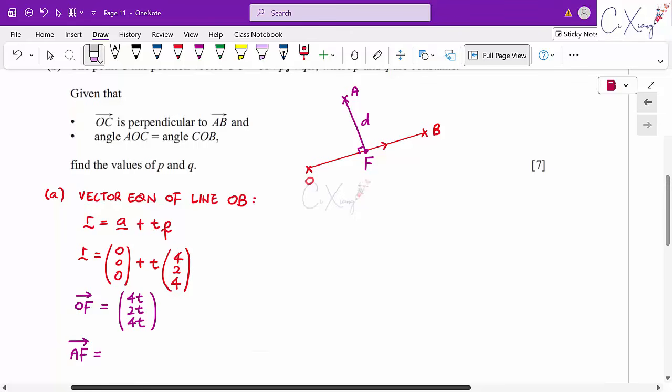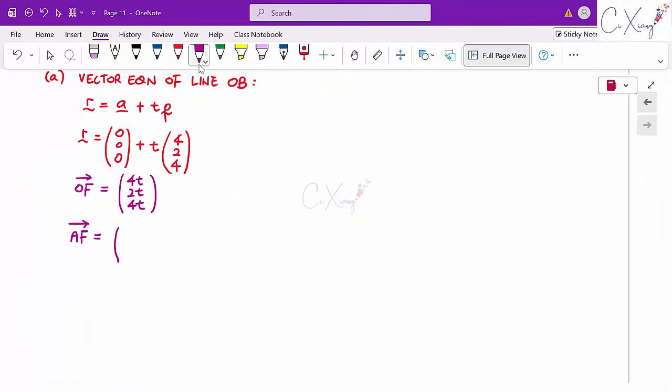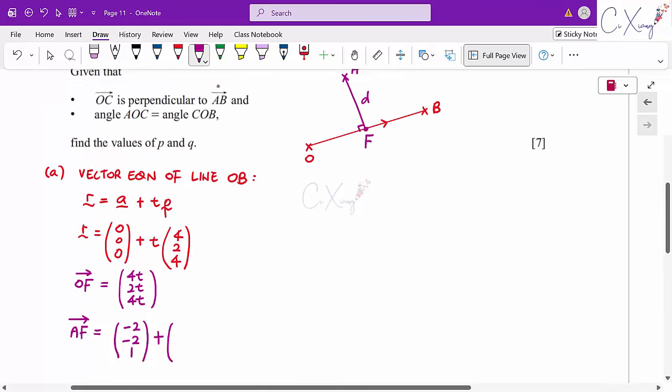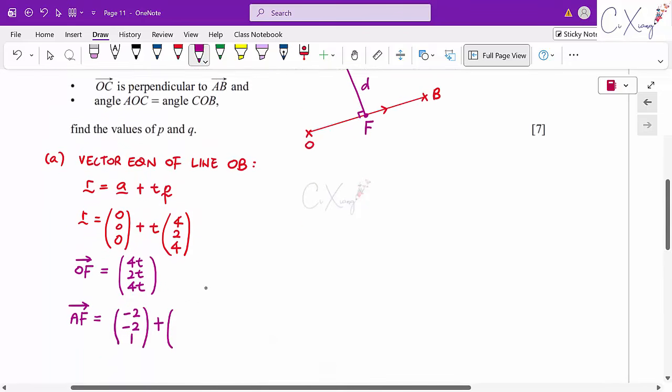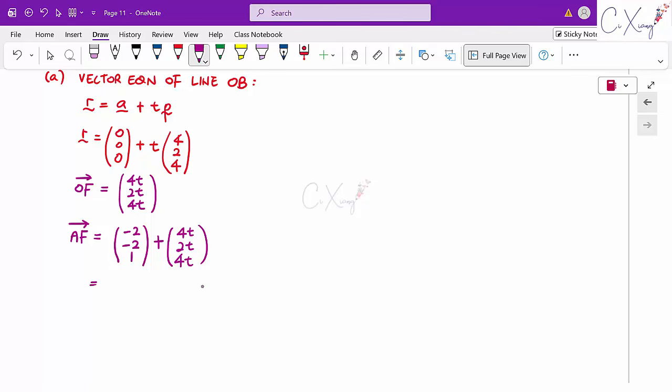So what is the vector AO? AO is negative of OA, so negative 2, positive 1. So I'm having negative 2, positive 1, plus OF. What's the OF here? OF is 4t, 2t, and also 4t. If you add them together, what do we have? We have negative 2 plus 4t, negative 2 plus 2t, then 1 plus 4t. This is the vector equation of AF.